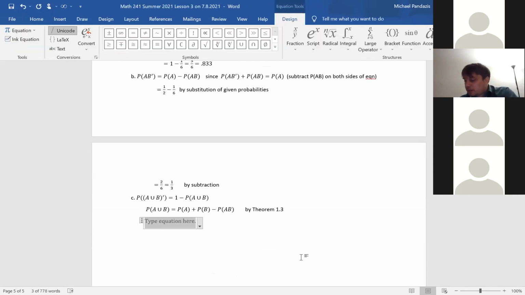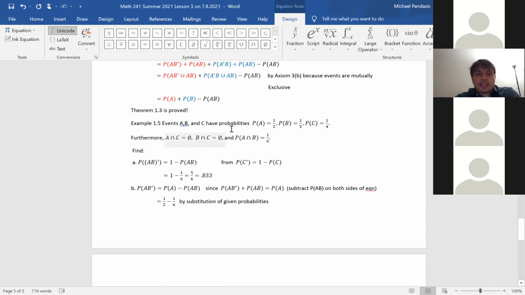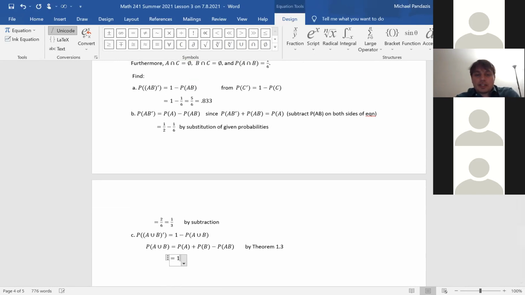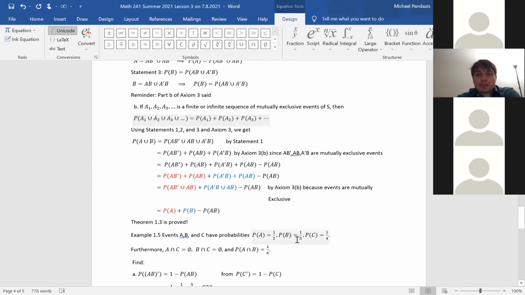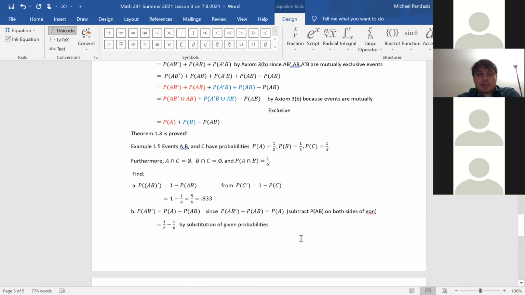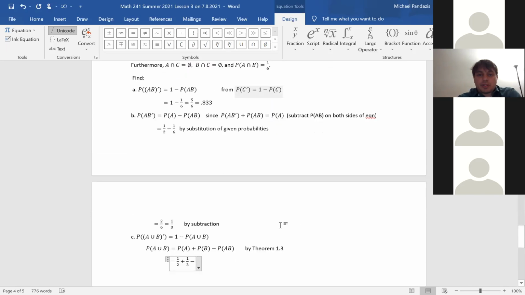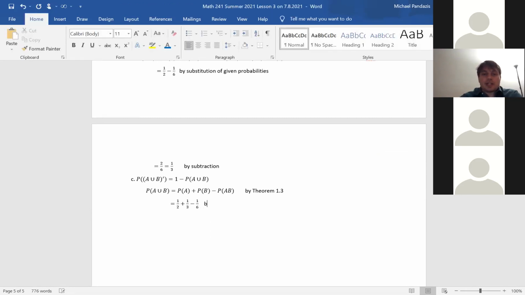And so P of A union B. So now you just substitute values. Given values, so P of A is given as 1/2 plus P of B, which is 1/3, minus P of AB, which is 1/6. This is by substituting given probabilities.